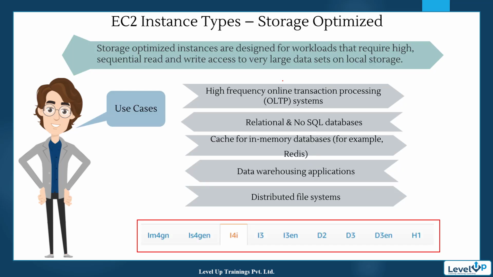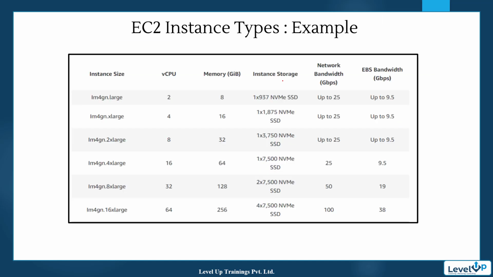Now let's say you're not worried about processing or performance. All that you need is to store huge amounts of data. Then we have another type of instance which is called storage optimized. Storage optimized instances are designed for workloads that require high sequential read and write access to very large data sets on local storage. It is basically used for OLTP operations, that is, transaction processing and analytics. You can store your relational or NoSQL databases. You can also use it for data warehousing applications or distributed file systems. Right, those are some of the use cases for storage optimized. Now, if you look into the EC2 instance types, there is large in one type only.